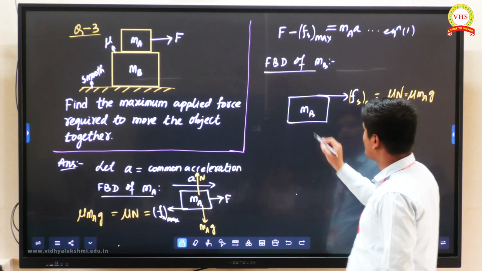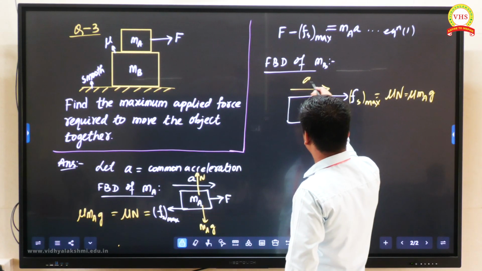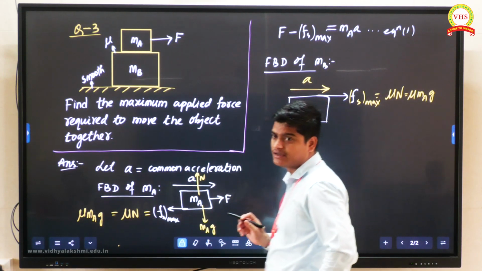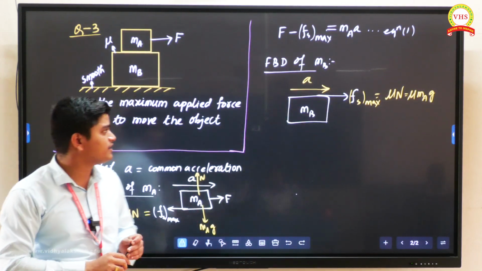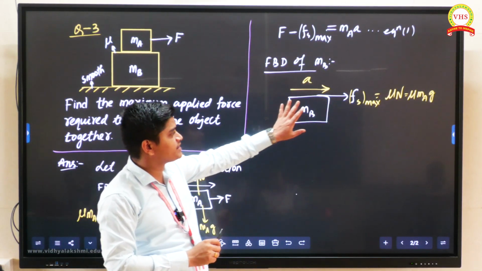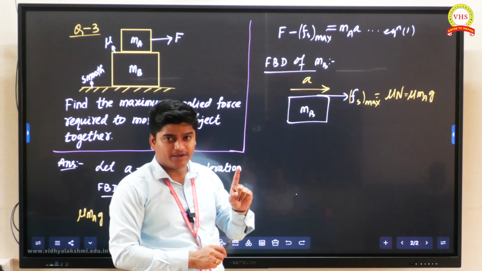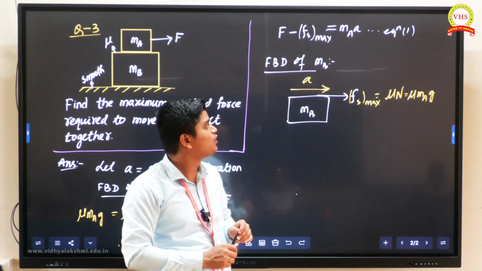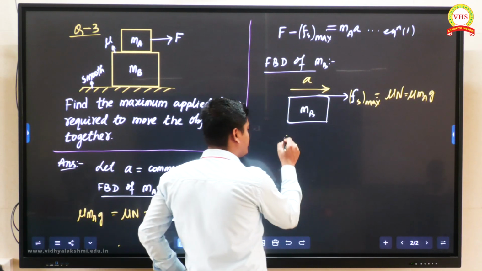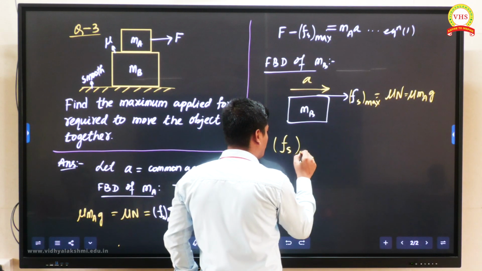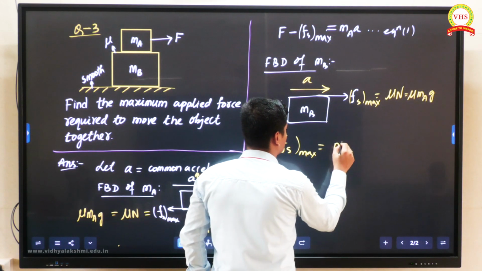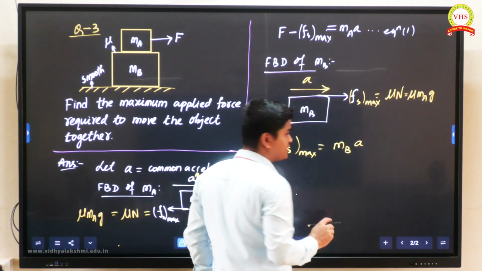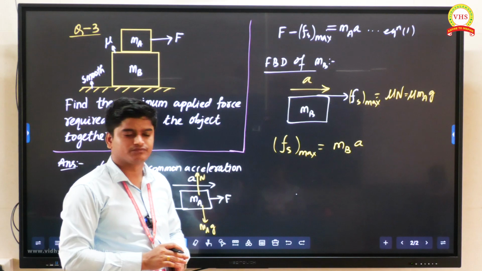This is the force. And the object is moving with acceleration A. That means what you can understand here? This object, the second block, is moving because of friction, in the forward direction because of friction. Now, here friction is responsible for the motion. So I can write MB into A. Friction is responsible for the motion.